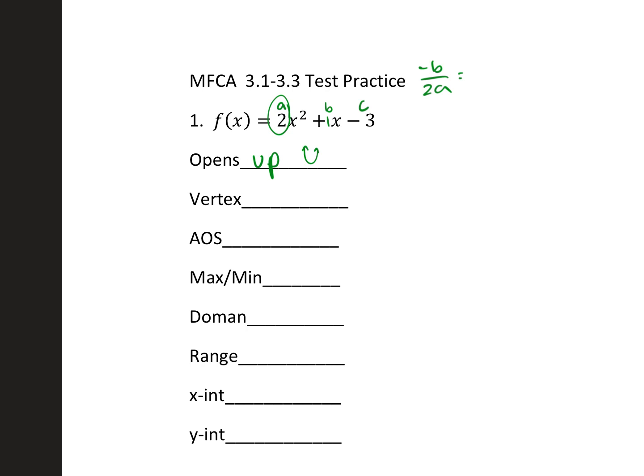Now let's find our vertex. So negative 1 over 2 times 2, which would be negative 1 over 4. So that is our h in our vertex, the first number, negative 1/4. How do I find the k, the second number in our vertex? We could do that. How else could we find k?